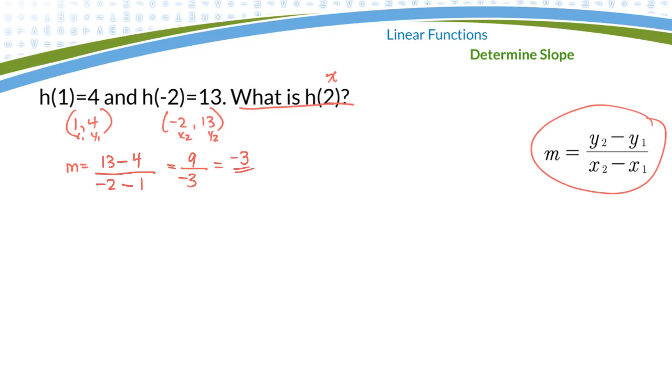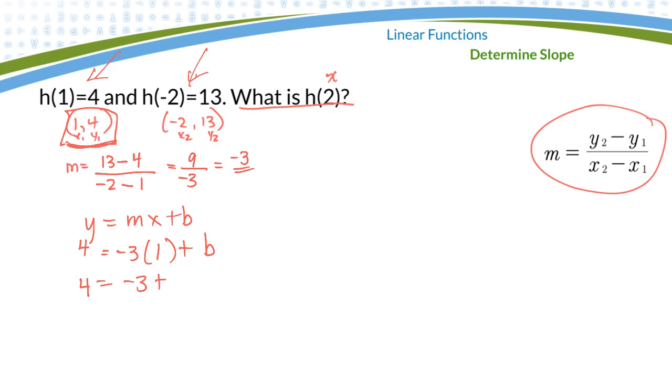That's my slope. Okay, so now I can take y is equal to mx plus b, plug -3 in for the slope, and now I'm going to plug in the values for x and y. Again, I can use either point up here. I'm going to use this first one because there's no negatives, just because no negatives can mess me up. So x is 1, y is 4. So 4 is equal to -3 plus b. If I add 3 to both sides, on this side I get a 7.